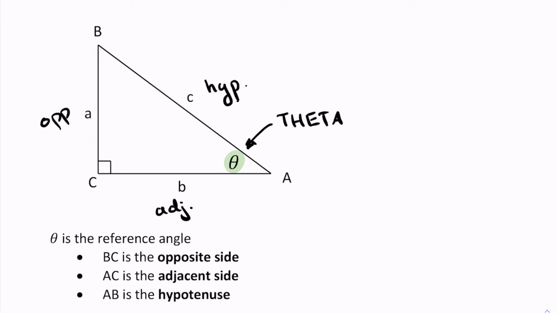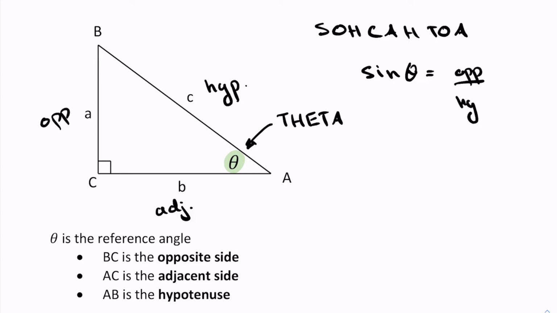And if you recall this mnemonic device, which is SOHCAHTOA, what that means is that when we want to relate an angle and the sides of a triangle, we can do sine theta, which is opposite over hypotenuse. And if you look at the first letters, the S stands for the S in sine, the O is the O over here, and the H is the H over here in hypotenuse.